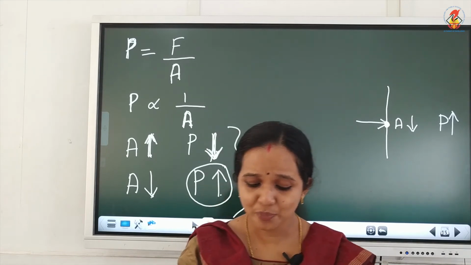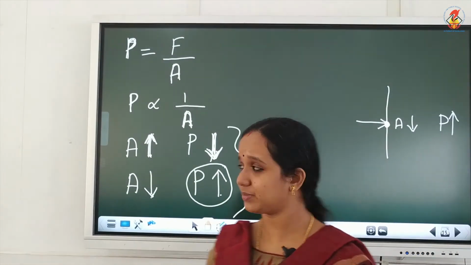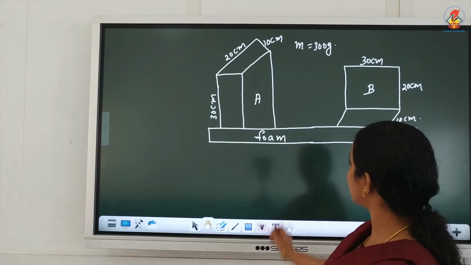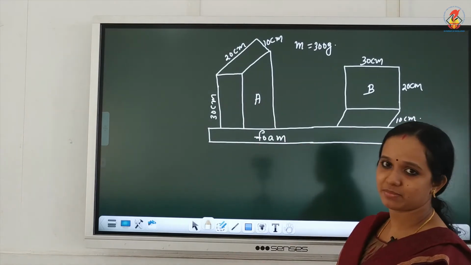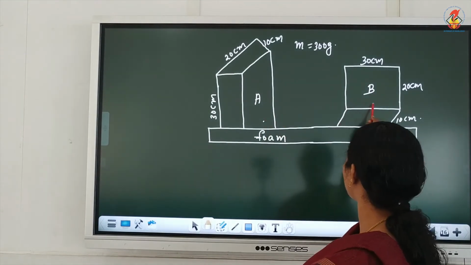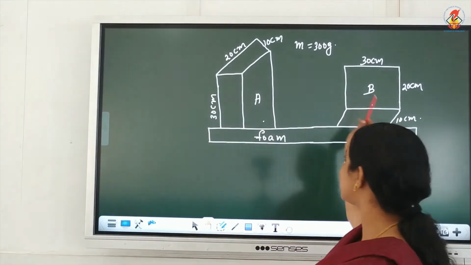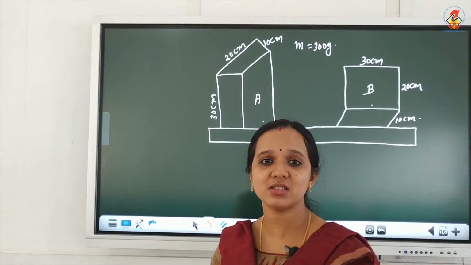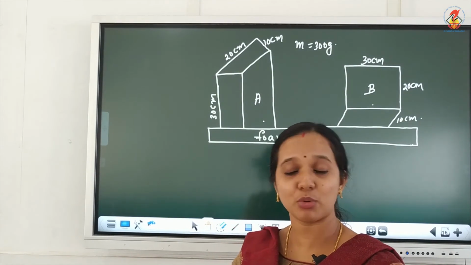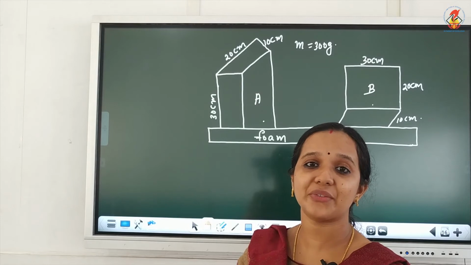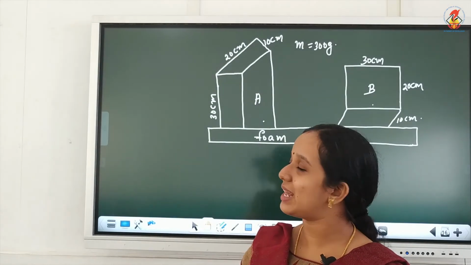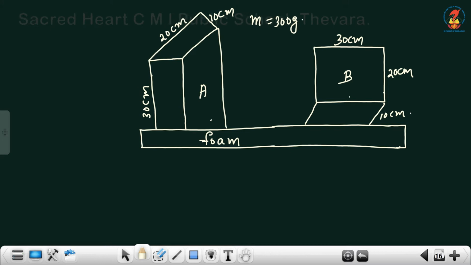Okay. Now, let us consider another example. Consider a foam and two identical metal blocks A and B, each of mass 300 gram. The length, breadth and thickness of the metal blocks are 30 centimeter, 20 centimeter and 10 centimeter respectively, and both are identical and both are kept on the foam.